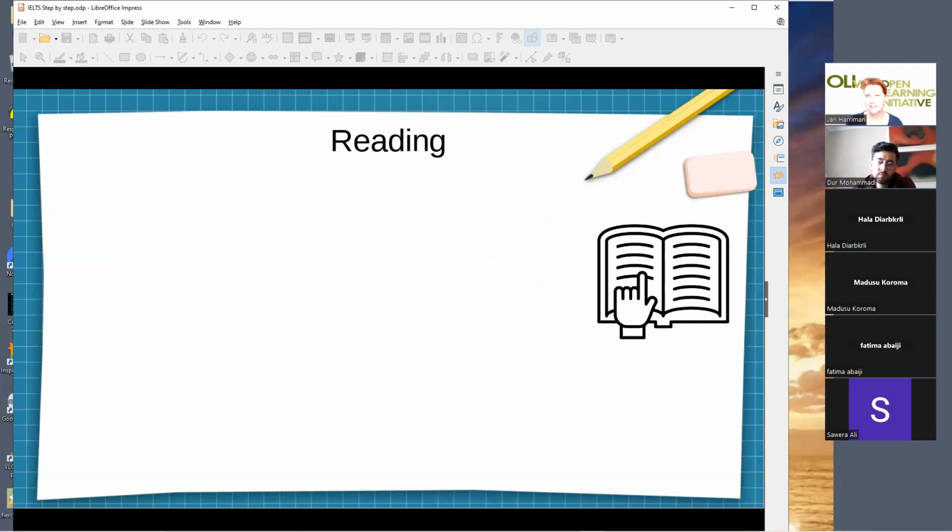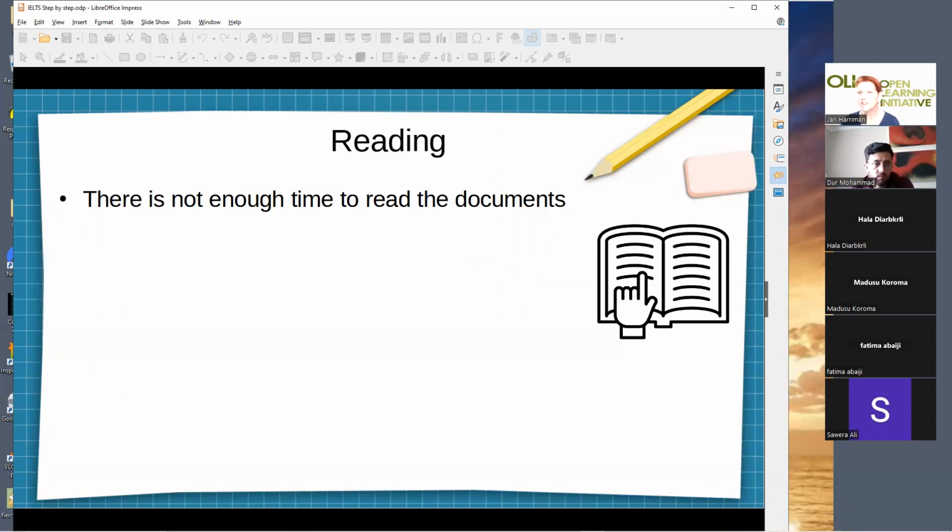Reading, very similar, right? First of all, I want you to know, if you didn't, the most important thing to know is you cannot read the documents. This reading test is not about reading the documents. What is this reading test about? Answering questions. Really, yes. It's about answering 40 questions. You've got 40 questions and 3 documents, and you've got 1 hour to do it. It is not possible to read the documents.